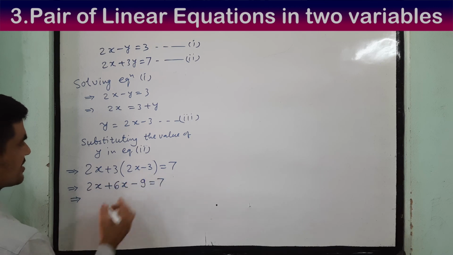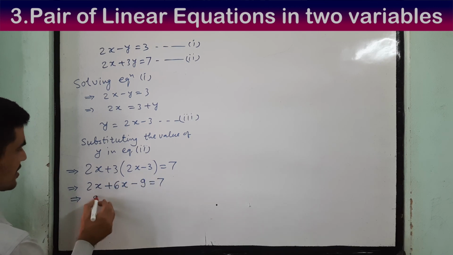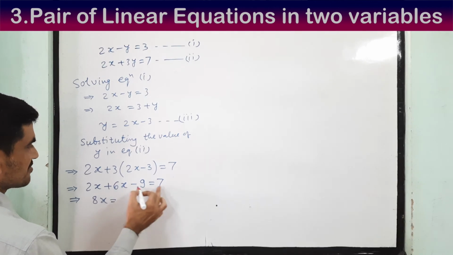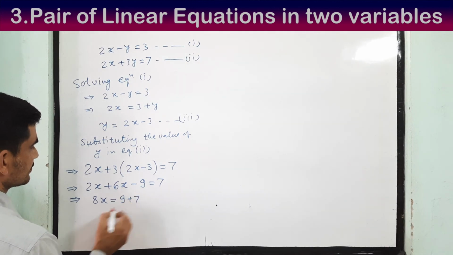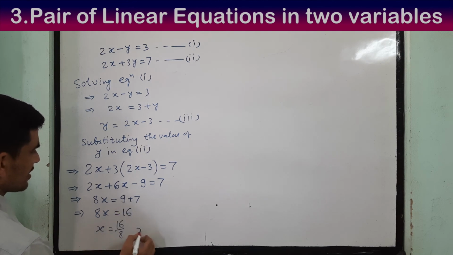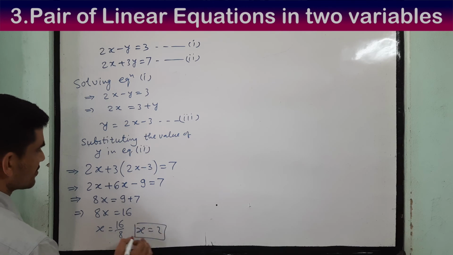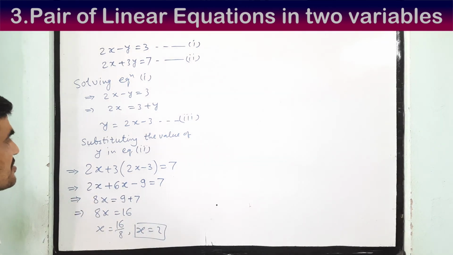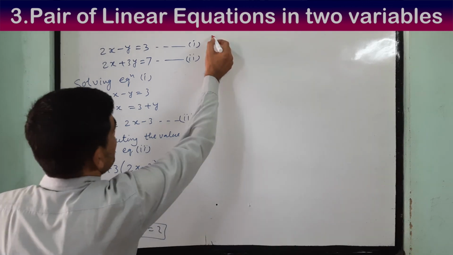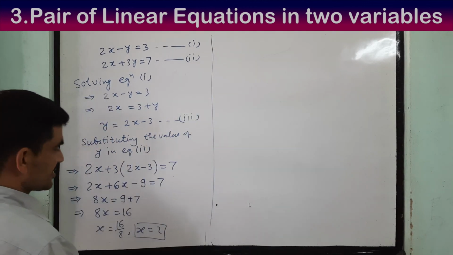Now this is a single variable equation, so 6 plus 2 is 8x, and 9 will be transferred there, it becomes 9 plus 7, that becomes 16. So we got the value of x, it is 16 by 8, that is x equal to 2. So now you can put the value of x in any of the equations. Okay, so that will be easy when you put it in equation number 3.